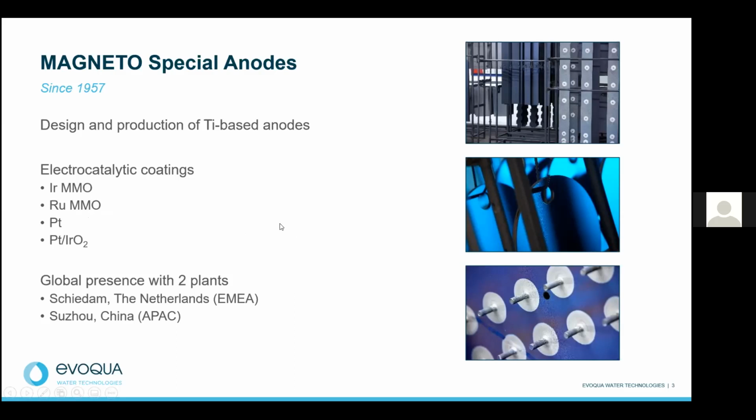And we have 2 plants globally in the world. One of them is in Schiedam in the Netherlands, that's where I work. And the other one is in Suzhou in China. Both of these plants are focused on fabricating anodes for their local relevant market segments, which I will get into in a moment. But both of the research teams collaborate on a very regular basis.